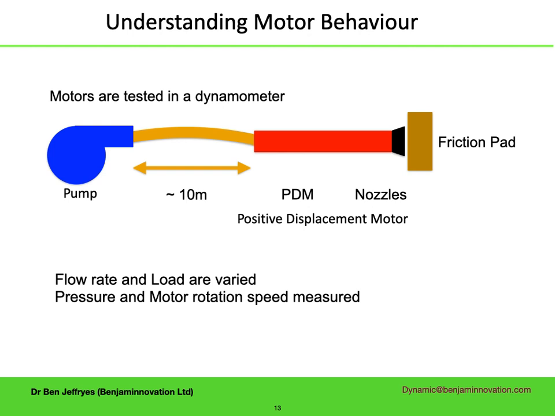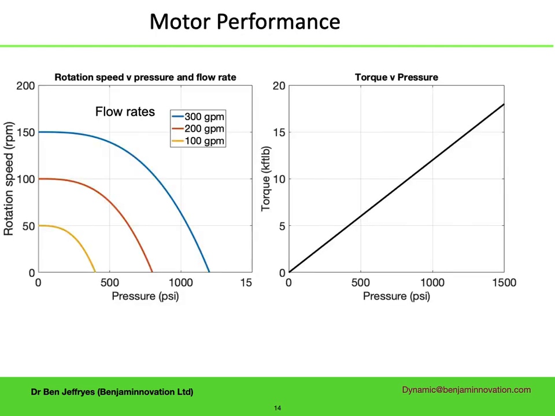Between the pump and the motor will be a few meters of hose. For a variety of flow rates, the load is varied, and the pressure drop across the motor and the motor rotation speed measured. The test generates graphs like this. This is for a realistic but fictitious motor. On the right, you see that torque is close to linear with pressure, and it also depends very little on flow rate, so that is not shown.